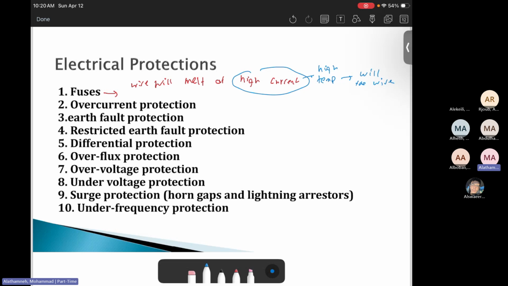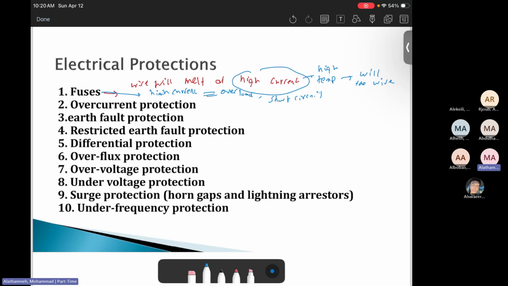Therefore, we have fuses like, for example, a 10 amp fuse, a 20 amp fuse, or a 100 amp fuse, etc. This is detecting overcurrents, or high currents. So basically, it works under high currents. What does that mean? Overload or short circuits. If there is overload current or a short circuit going on, it will detect it, and the fuse will work.